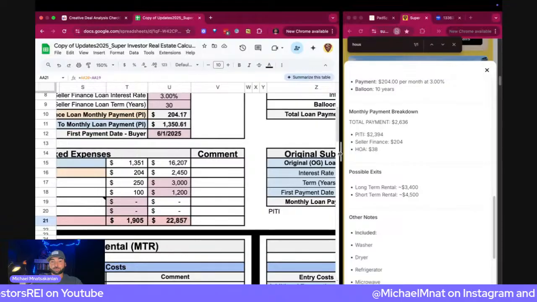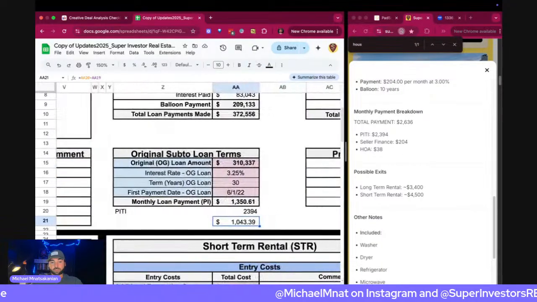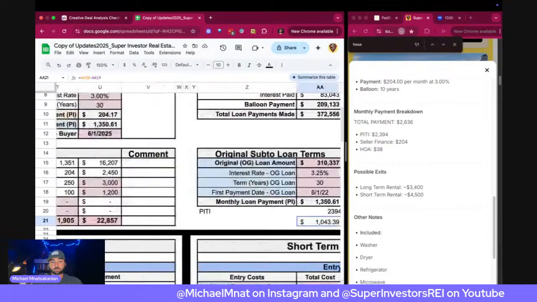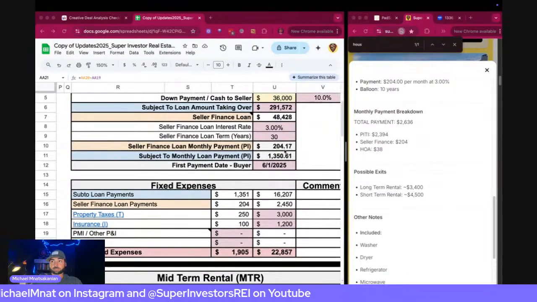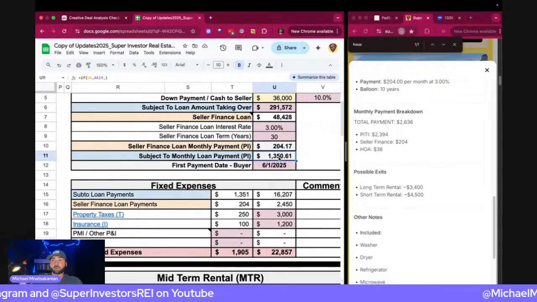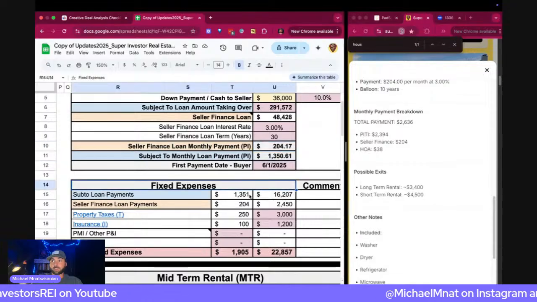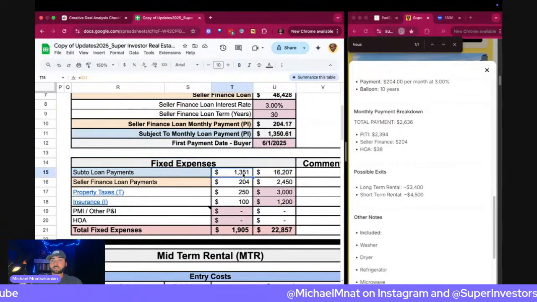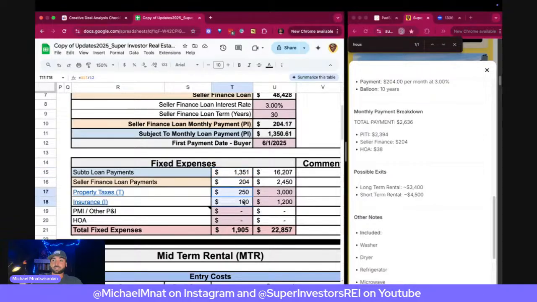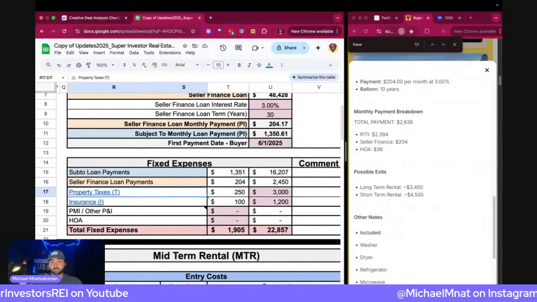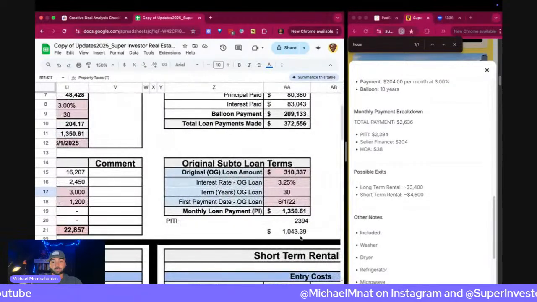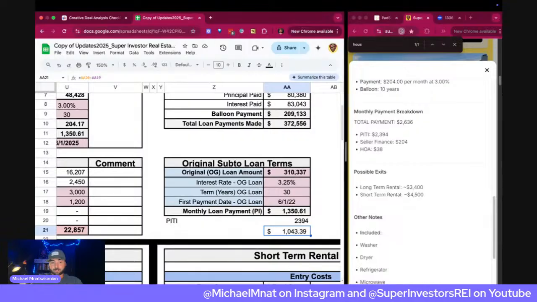So we need to do this. Once you fill this piece out, you recreate the loan, it automatically puts that right here. So now you know you're paying these two, right? And then it spits into the fixed expenses, subject to loan payment, seller finance loan payment. And then we need to make sure that property tax, insurance, and PMI, if there is one, or at least the tax and insurance, we're going to assume there isn't one here, accounts for $1,043.39.